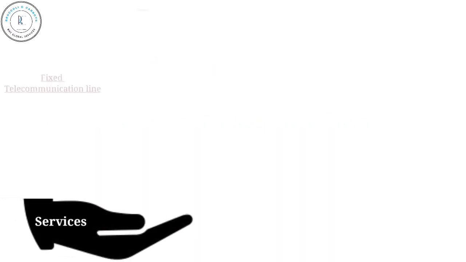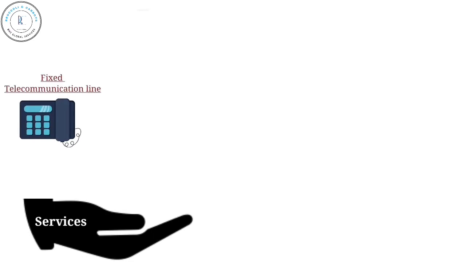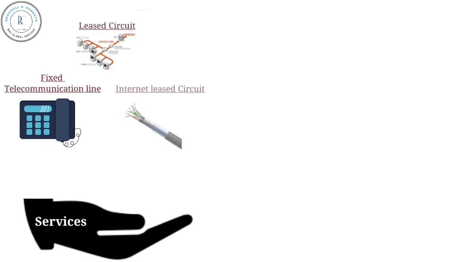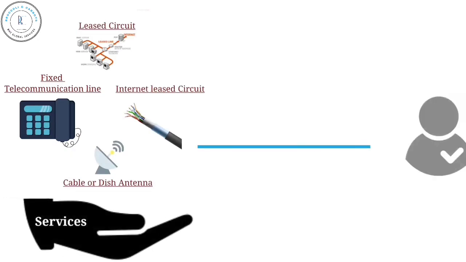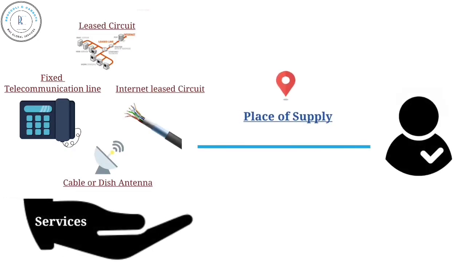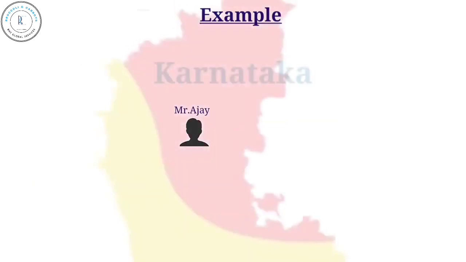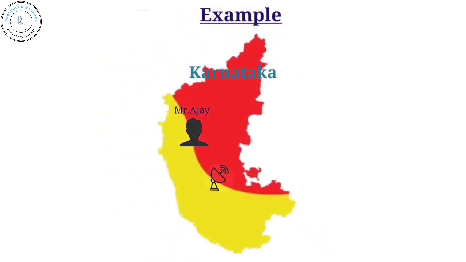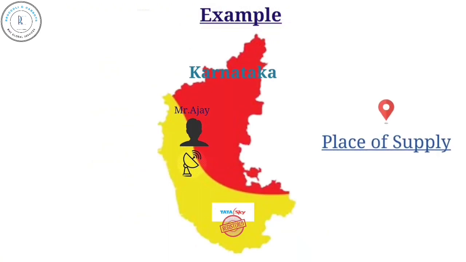If services of fixed telecommunication line, leased circuits, internet leased circuits, cable, or dish antenna are provided to any person, then the place of supply will be the location where the telecommunication line, dish antenna, etc. is installed. Example: Mr. A.J., Karnataka, takes a DTH from Tata Sky, registered in Karnataka. Place of supply will be Karnataka, and CGST plus SGST will be levied.